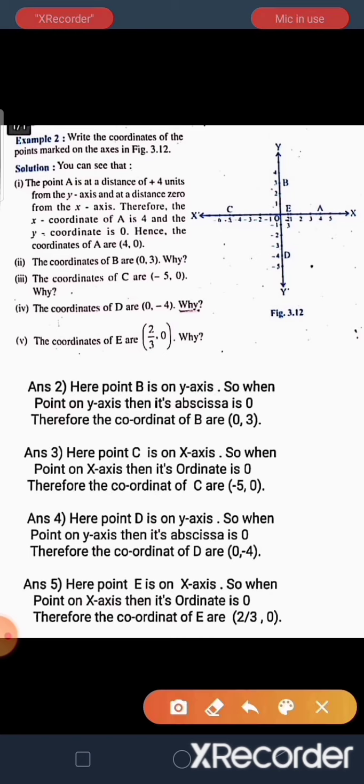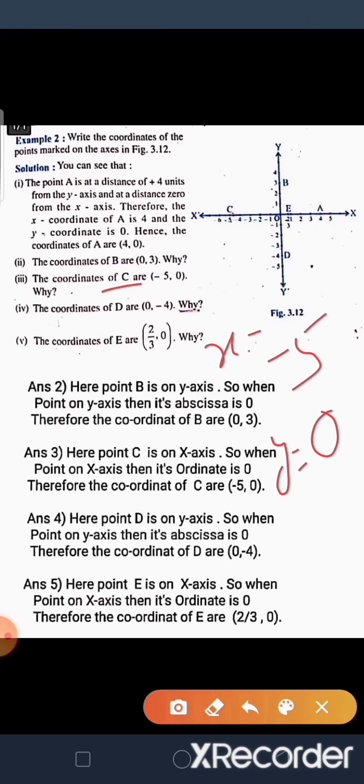Similarly, question number 3, the coordinate of C. Point C is on the x-axis, but in the negative direction. So from the y-axis we get the distance of point C on the x-axis as -5, and since the point is on the x-axis, its y coordinate is 0. So the y value is 0 and the x value is -5. Then we write the coordinates of point C as (-5, 0).